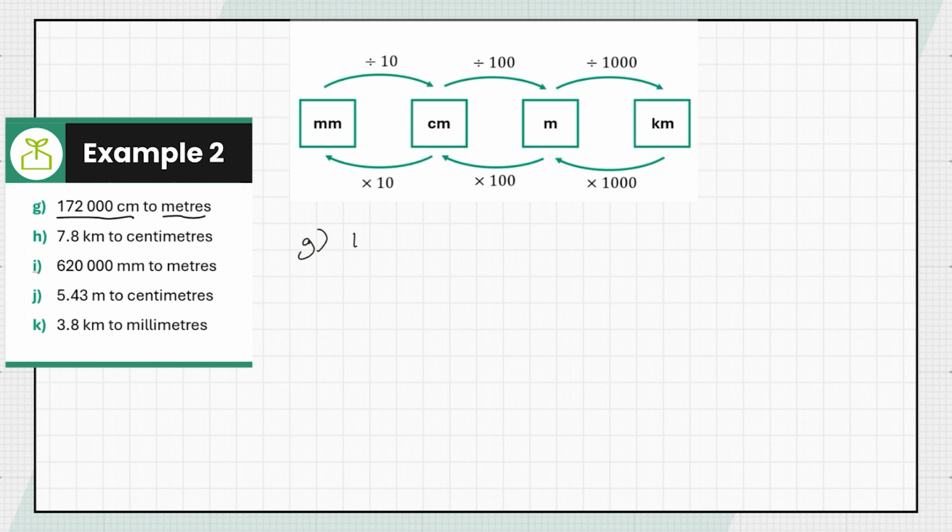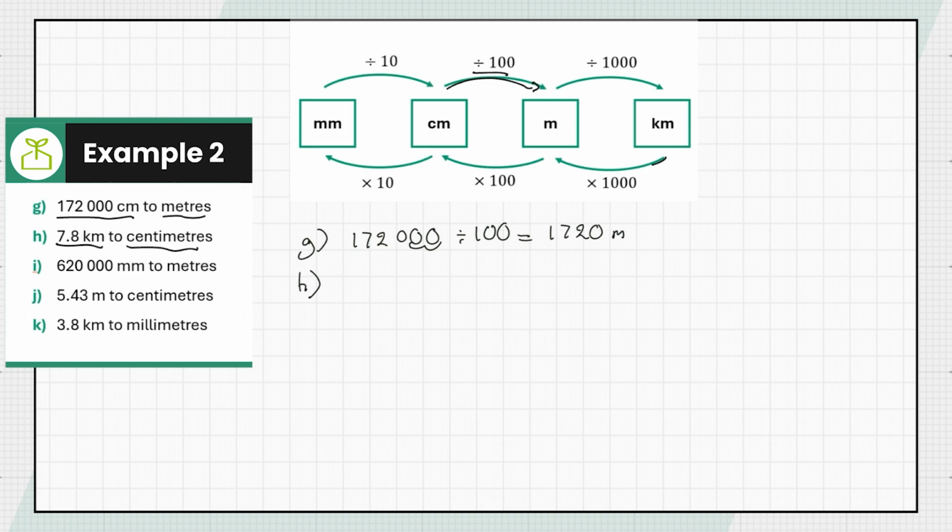So we're going to start out with 172,000, and ultimately to go from centimeters to meters, it's a small unit going to a larger unit, so we need to divide. So let's divide by 100, and that's going to be equal to, moving the decimal place once and twice, 1,720 meters.